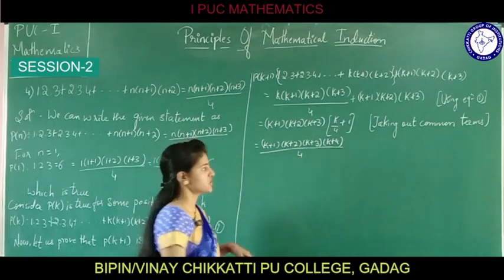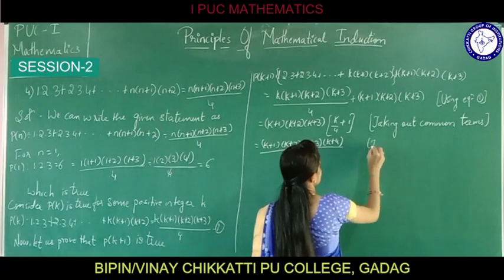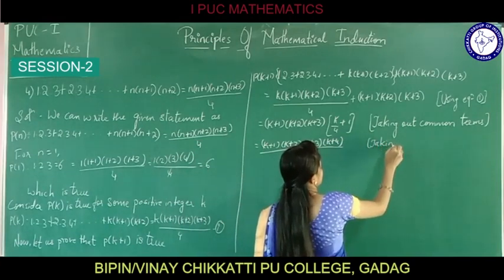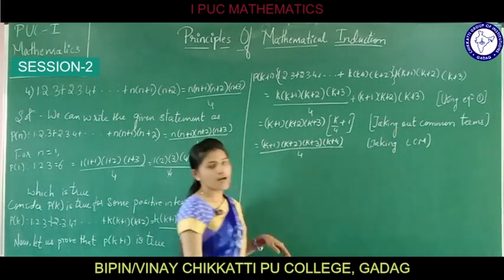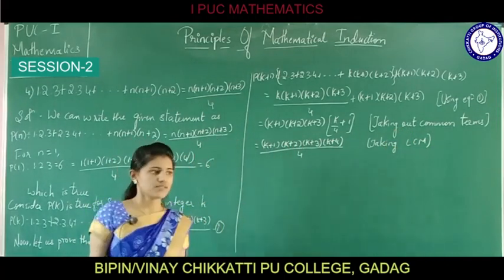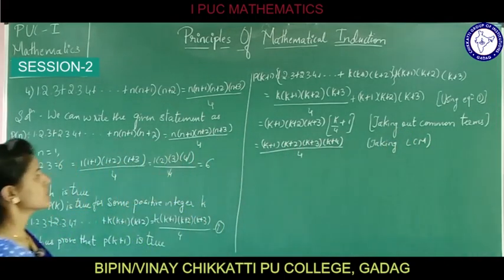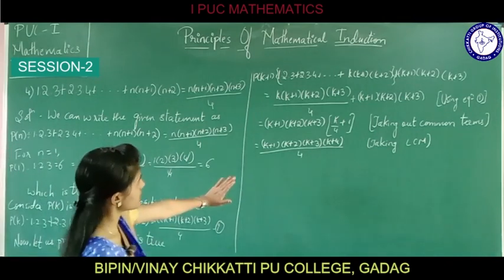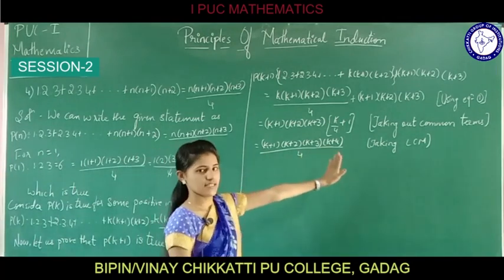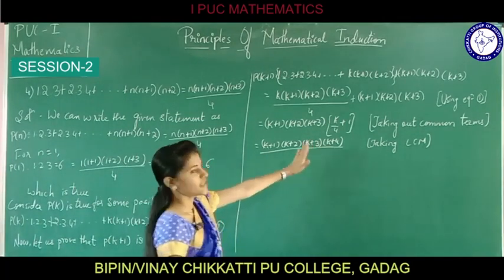What have we done here? We are taking the LCM. On taking the LCM, I got k plus 1, k plus 2, k plus 3 and k into k plus 4 divided by 4. On doing that, how can we write this? k plus 1, k plus 2, k plus 3, k plus 4 divided by 4.